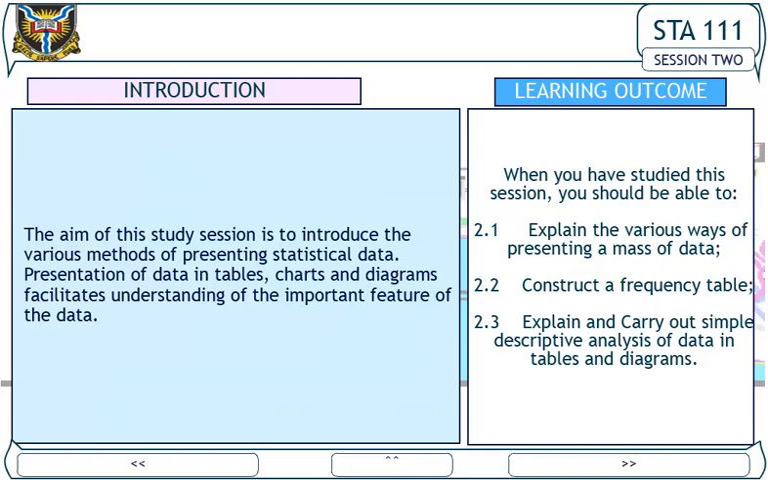Learning outcomes for Study Section 2. When you have studied this session, you should be able to explain the various ways of presenting a mass of data, construct a frequency table, explain and carry out simple descriptive analysis of data in tables and diagrams.